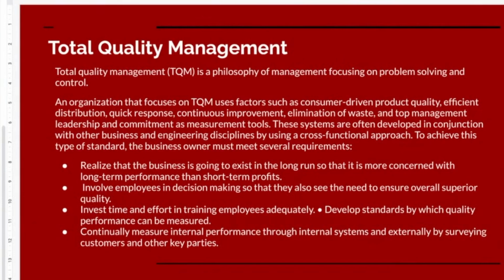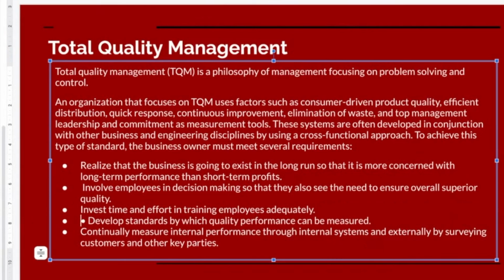So to achieve that type of standard, we need to realize the business is going to exist in the long run. So we're more concerned about long-term performance. We involve the employees in decision-making. We invest time and effort in training. And we develop standards by which quality can be measured. And then we continually measure for high internal quality. So that's really what we're at whenever we're in the process of total quality management.